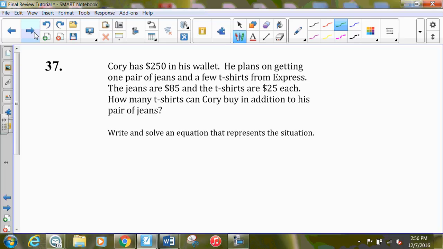Corey has $250 in his wallet. He plans on getting one pair of jeans and a few t-shirts from Express. The jeans are $85 and the t-shirts are $25 each. How many t-shirts can Corey buy in addition to his pair of jeans?